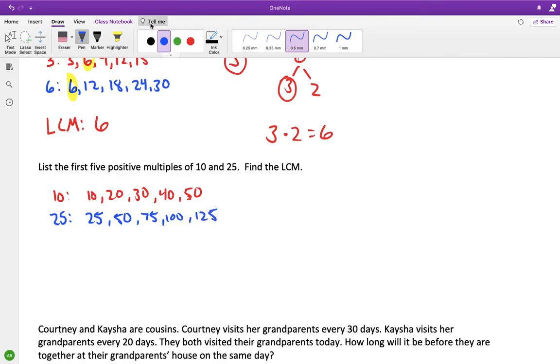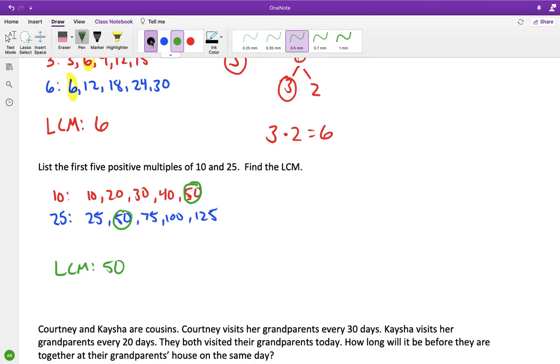Okay, great. Those all look good. All right, so 10 does not appear on the second list. 20 does not appear on the second list. 30 does not appear on the second list. 40 does not appear on the second list. However, 50 does. Right there. So we think the LCM is 50. Actually, we don't think, we know. That's the least common multiple.